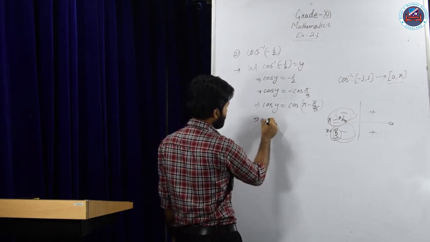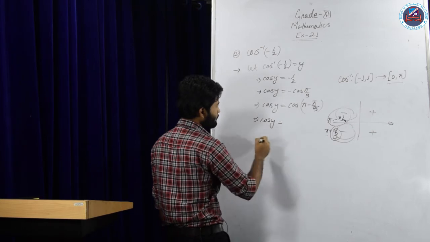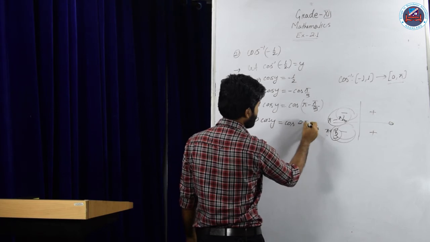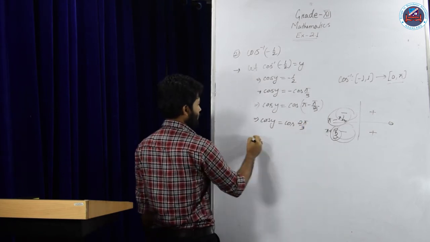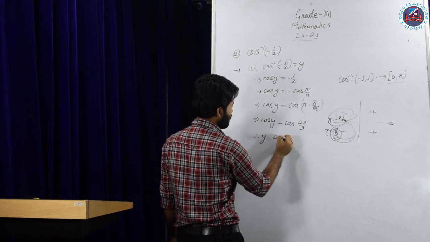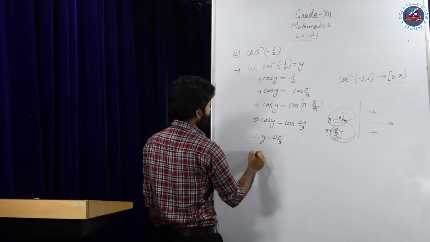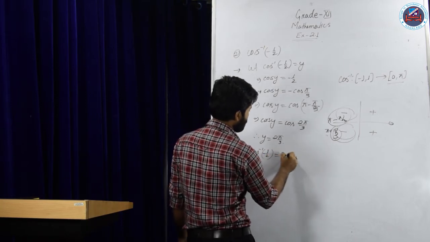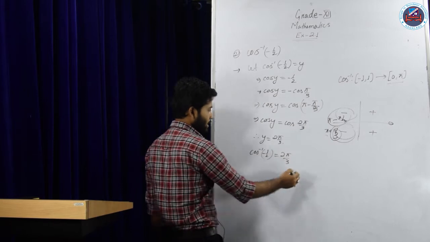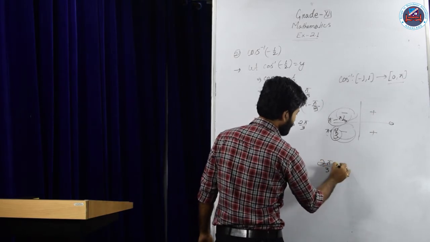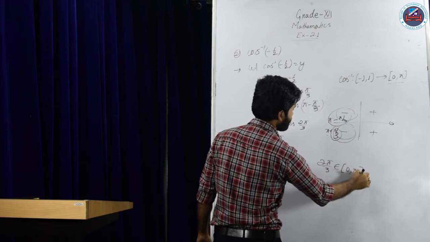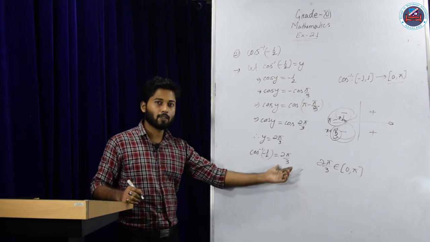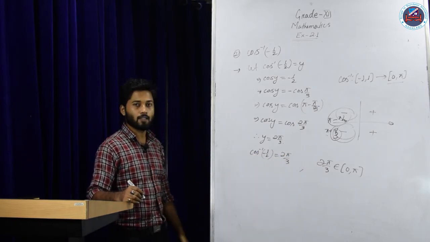And this implies cos y is equal to cos of 2 pi by 3. Therefore, we have y is equal to 2 pi by 3. And hence, cos inverse of minus 1 by 2 is equal to 2 pi by 3. Also, one thing to be noticed is that this 2 pi by 3 clearly belongs to the principal value branch of cos inverse. And hence, we can say that this value is the principal value of cos inverse of minus 1 by 2.